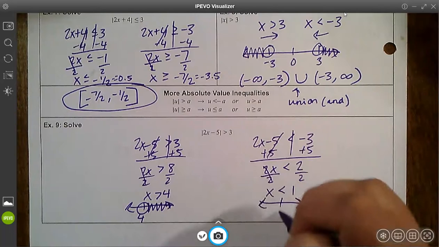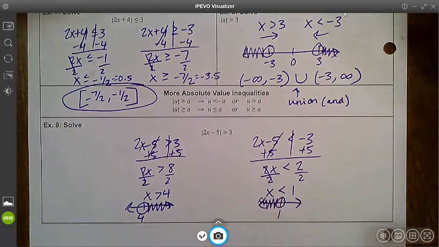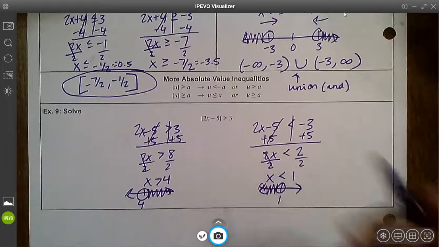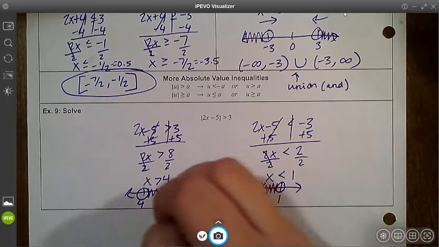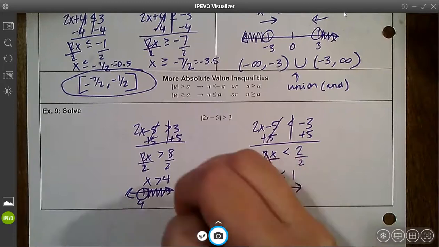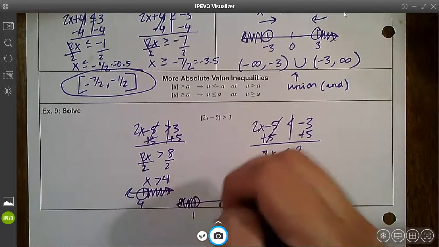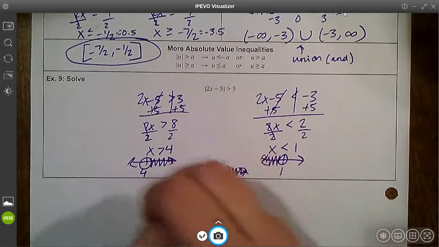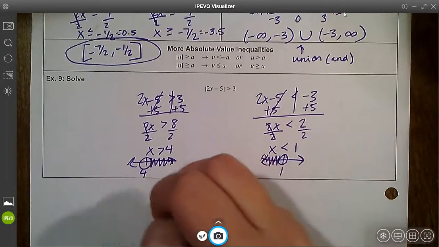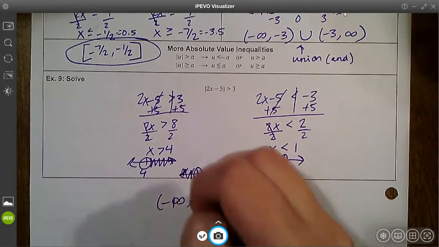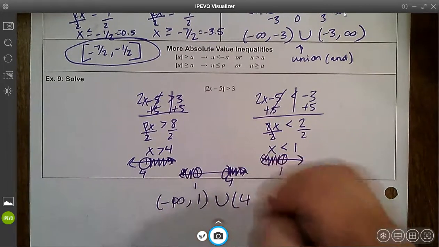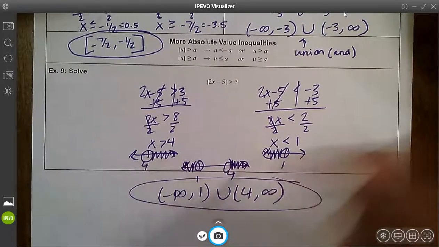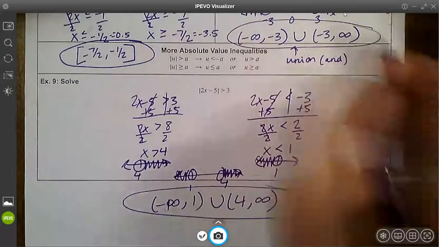So because 1 is less than 4, there's a gap in between. So this means that my solution is this when I put them both on the same number line. So because it's that, I've got from negative infinity to 1, union 4 to infinity. And that's it.